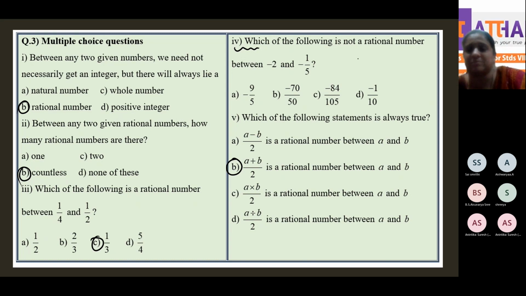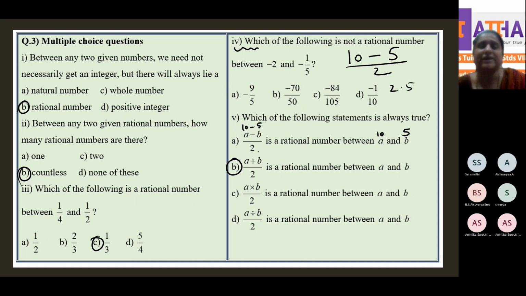You can just take an example. Consider two numbers 10 and 5. What is their difference? 5. Divide by 2, 2.5. Does this lie between 10 and 5? No. 10 minus 5 is 5, 5 by 2 is 2.5, and 2.5 does not lie between 10 and 5.